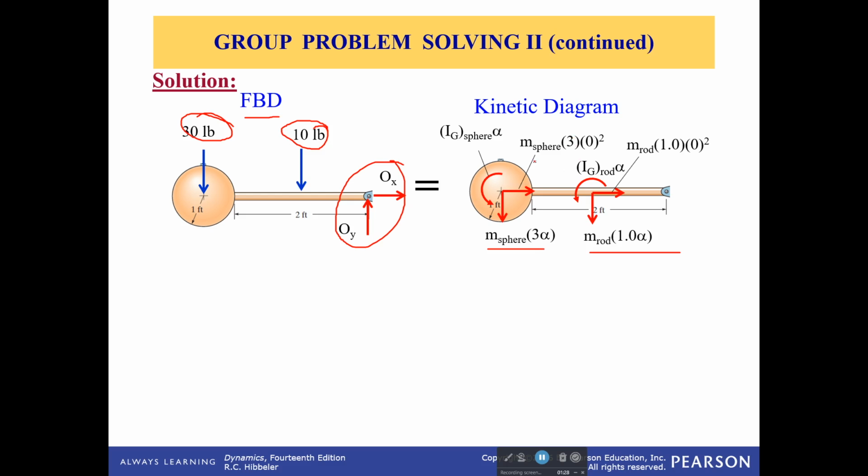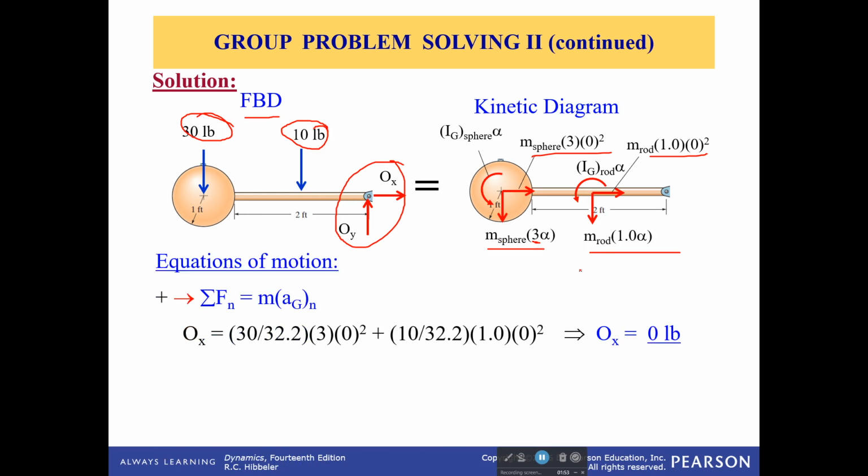Well, in the normal direction, yes, because that's going to be 0. But what about in the tangential direction? Well, that should be kind of easy to see here. That sphere weighs more, has a bigger mass, and it's further down. And if they have the same angular acceleration, well, guess what? It's going to have a greater tangential component to the acceleration for that sphere than for the rod. Now, with all of that in there, we can plug everything into our equations of motion.